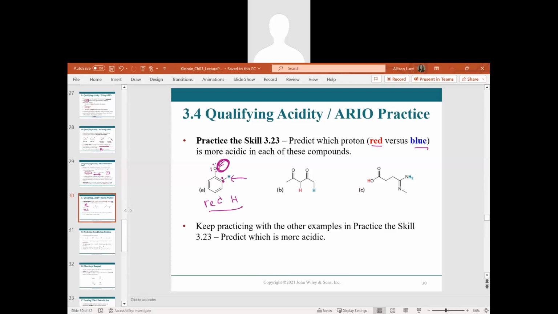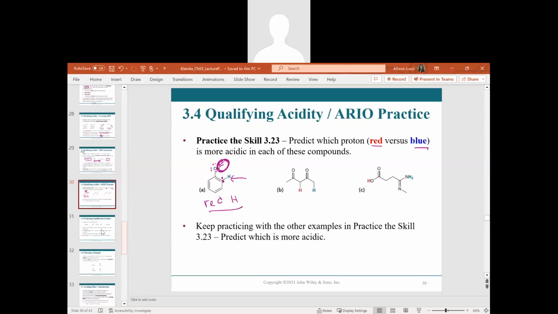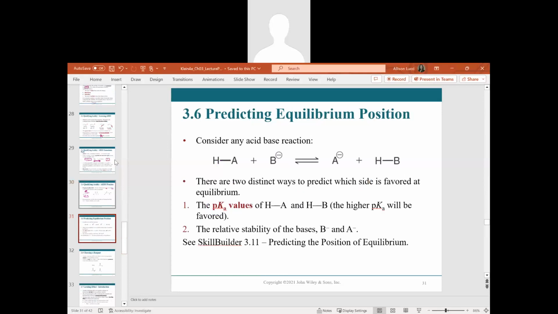So see if you can figure out with B and C which would win, which would be the more acidic proton. And we will continue with section 3.6 next time. There's not much from 3.5 in the textbook, and we will not cover PowerPoint slides on section 3.5.